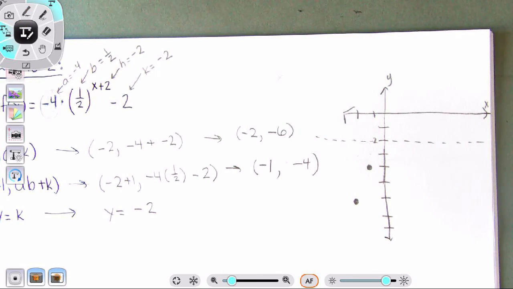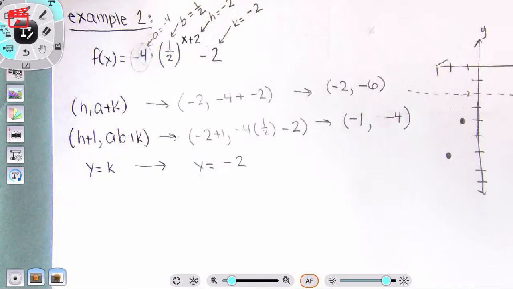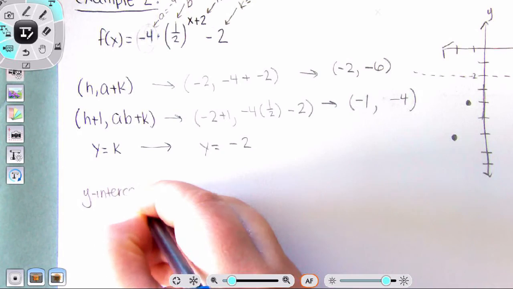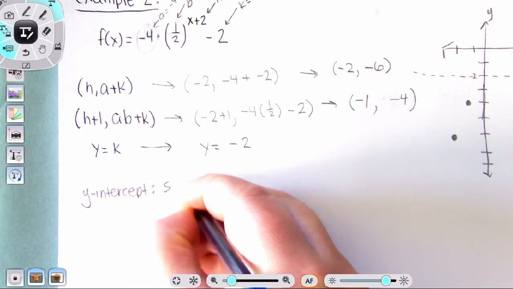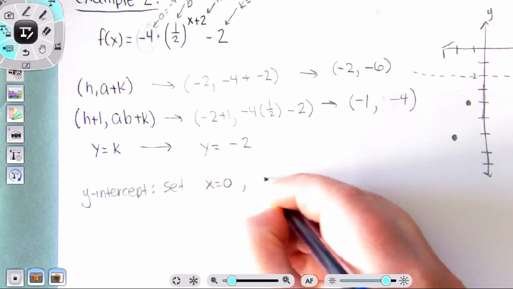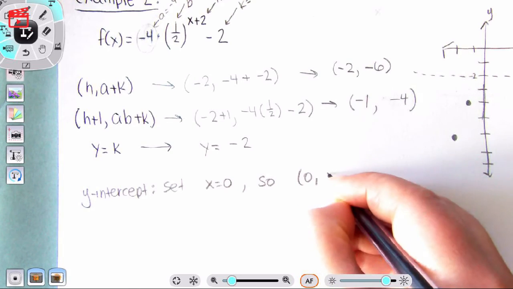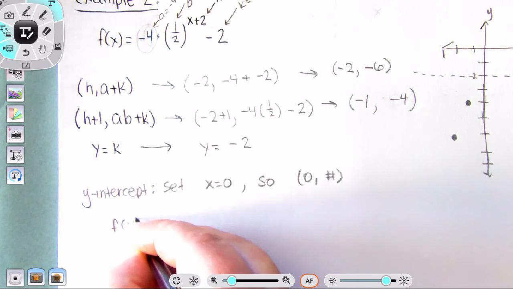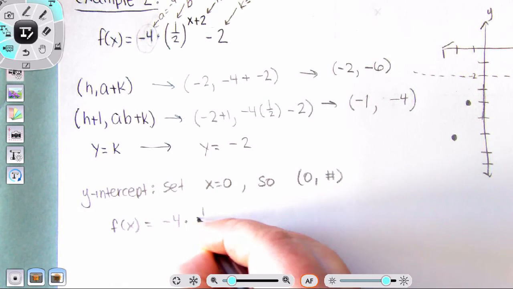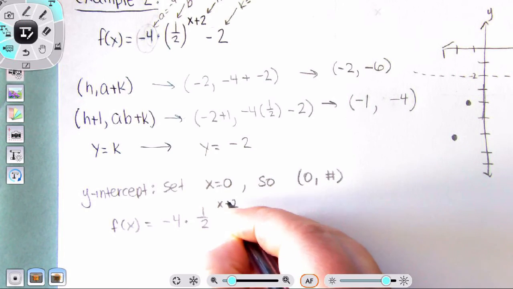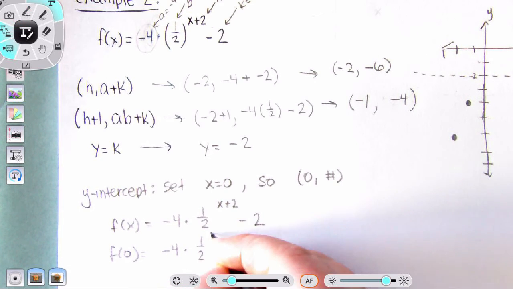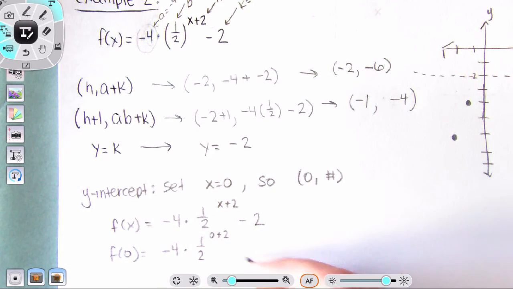And again, we need to figure out where it's going to cross on the y-axis. So to find your y-intercept, you're going to set x equal to 0. So you're going to have a point of 0, comma, number. So you're going to rewrite this. F of x is equal to -4 times 1/2 to the x plus 2 power, minus 2. So f of 0 is -4 times 1/2 to the 0 plus 2 power, minus 2.